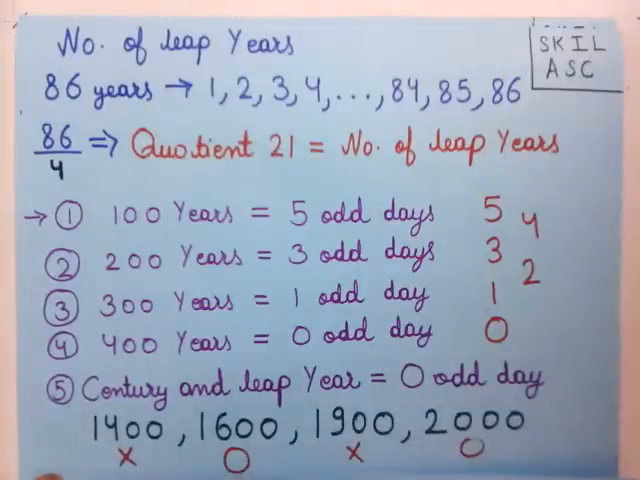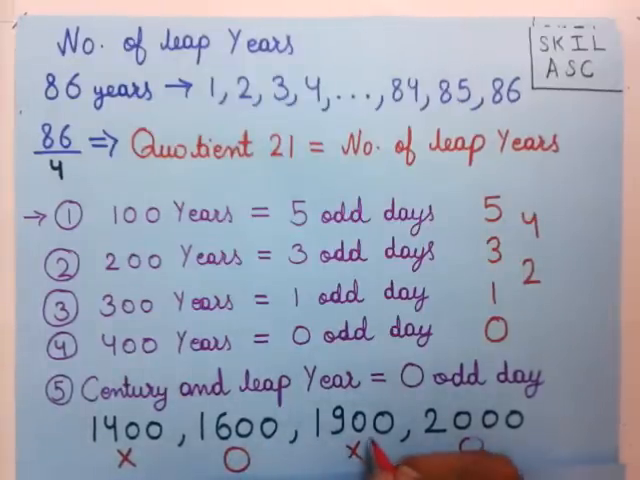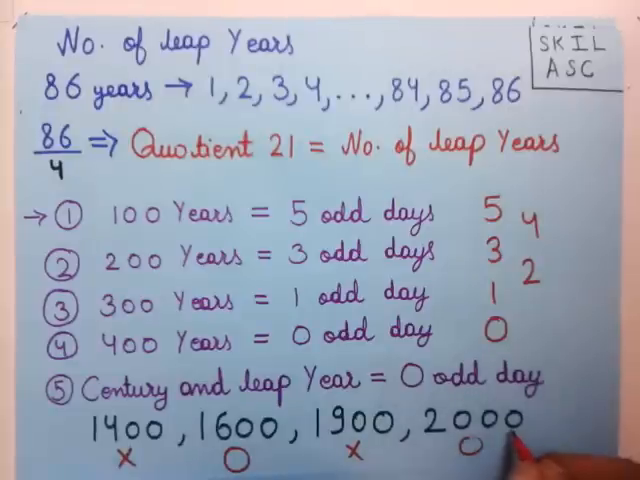You see, this is a century but it is not a leap year, so it is not necessary that it will have 0 odd days. But you see, 1600, this is a century which is a leap year, so it is a must that it will have 0 number of odd days. Now this is again a century but it is not a leap year, so it is not necessary that it will have 0 odd days. But here you see, this is a century which is a leap year, so it will have 0 number of odd days.